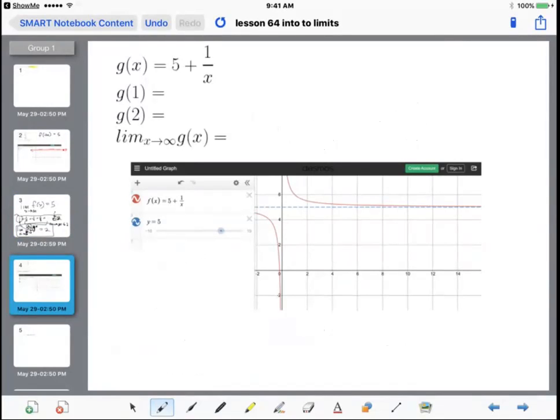And g of 1 is going to be 6, and g of 2 is going to be 5.5. And I can't say g of infinity, but I can say the limit as x goes to infinity of g of x. What's the answer going to be then? You can type it into the chat. What should we say for the answer to this bottom?